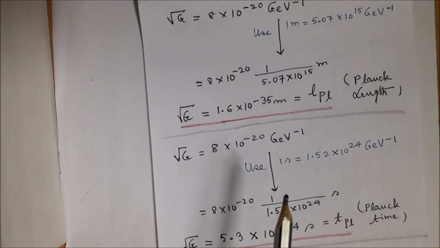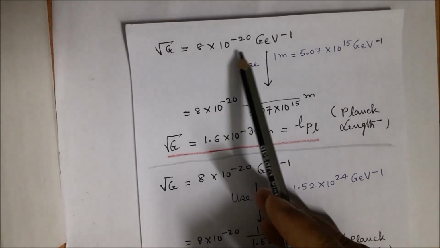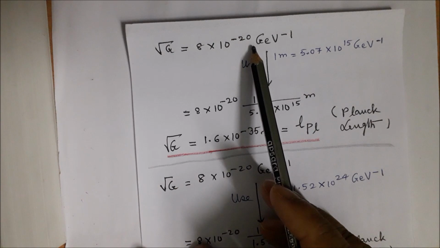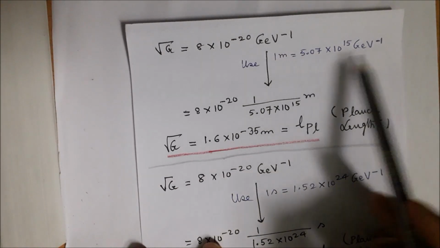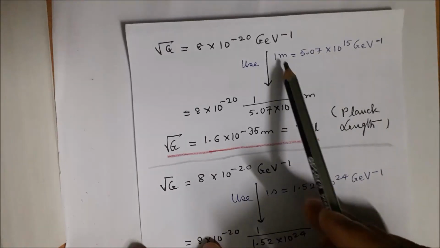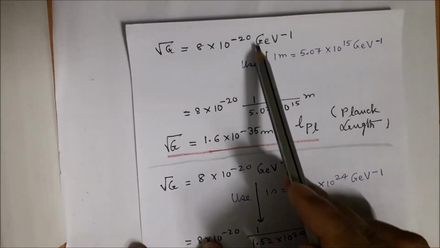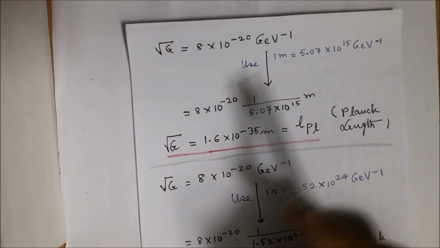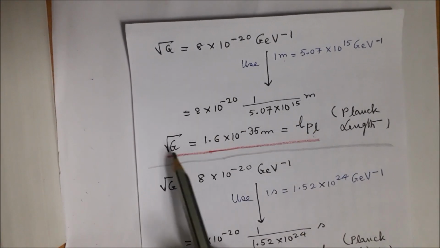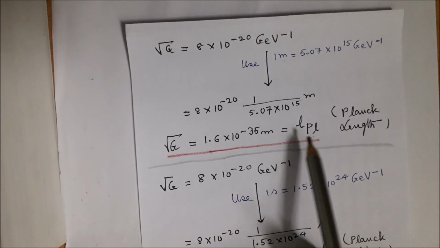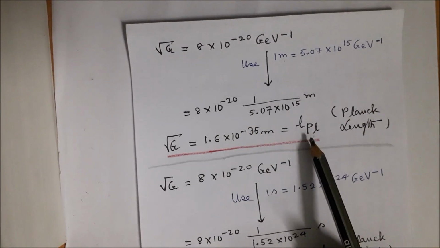Now, in this value which we just got, we have GeV inverse and we have this conversion factor, so we can easily convert this GeV inverse to meter to get the Planck length. So the same Planck length also follows in this way, and this we have done using natural units.